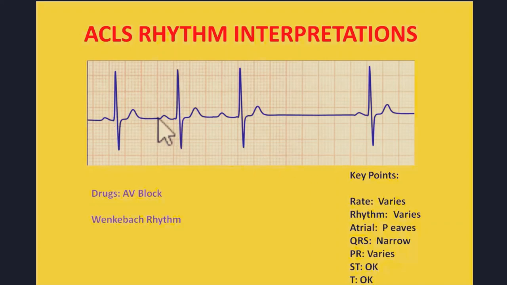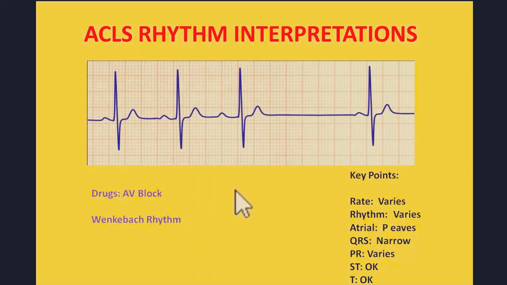We see P waves definitely, and the QRS complexes are narrow, the PR intervals vary. We have a progressive prolongation of the PR interval here. So the PR interval is short, it gets longer, it gets much longer, and the P wave gets dropped, then a new cycle begins. So this is known as Wenckebach.